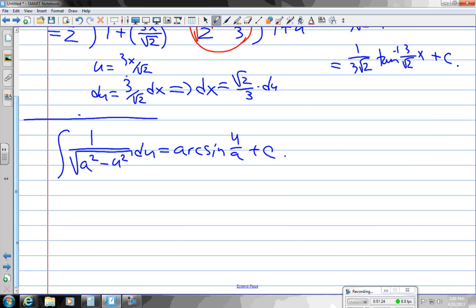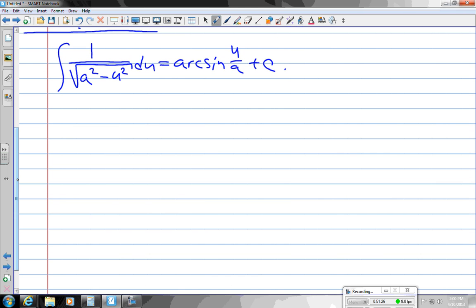Now, general case for the arctangent, 1 over a squared plus u squared du. In this case, we have 1 over a and then arctangent of u over a.